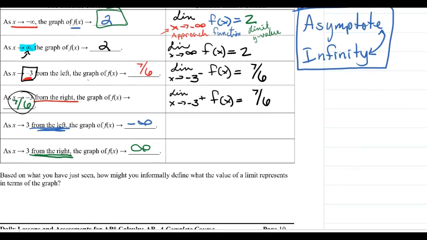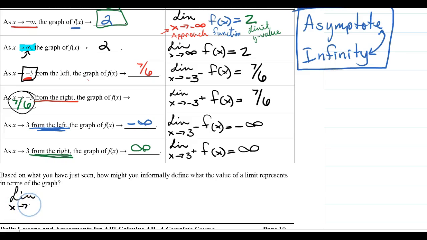My last two: as x approaches 3 from the left, which is from the negative side, of the function equals -infinity. And the limit as x approaches 3 from the right, that's my little positive, of f of x equals +infinity.